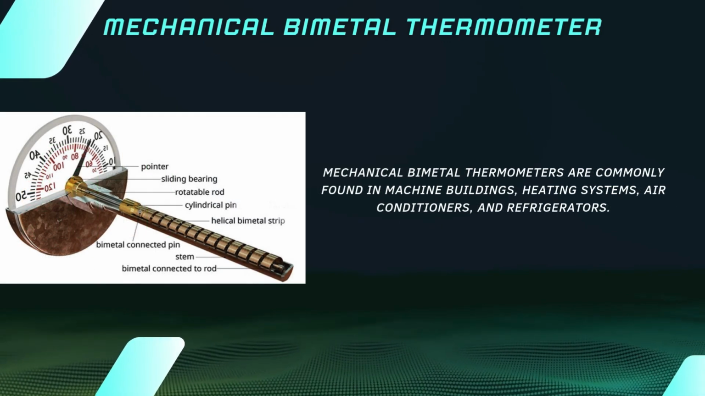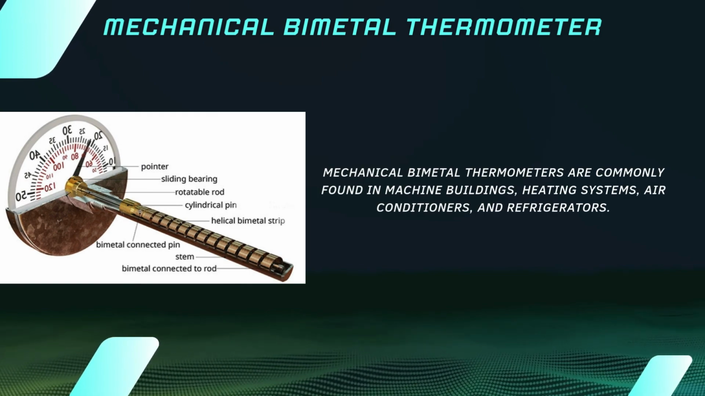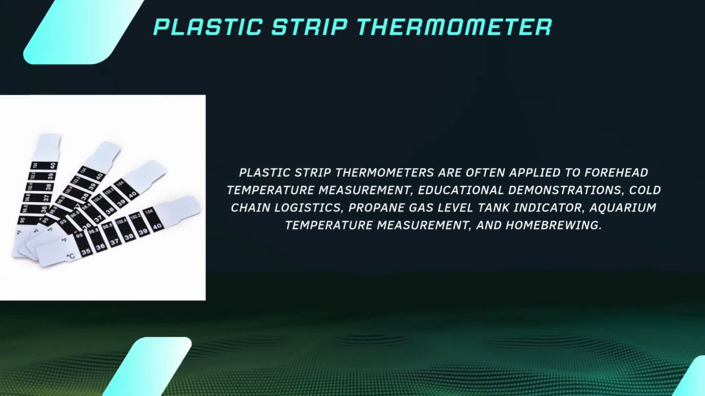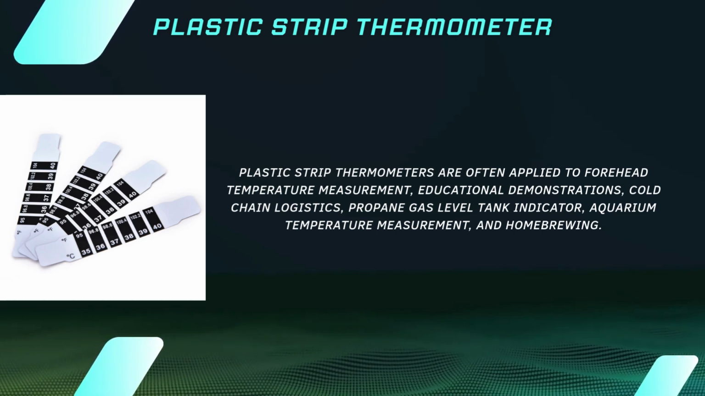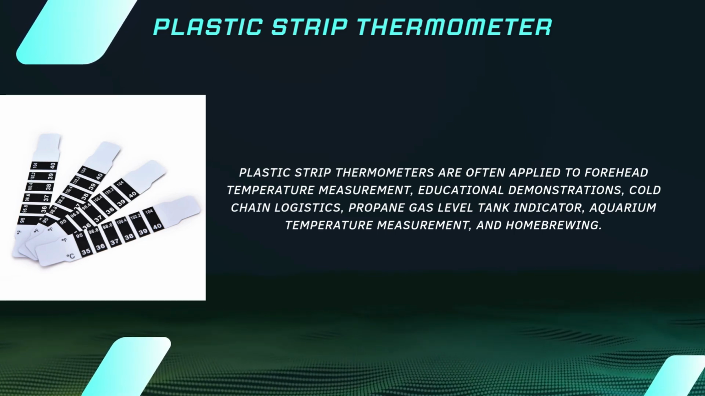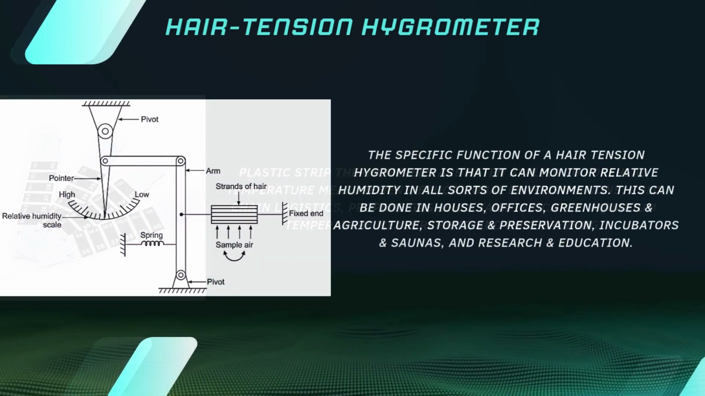Mechanical bimetal thermometers are commonly found in machine buildings, heating systems, air conditioners, and refrigerators. Plastic strip thermometers are often applied to forehead temperature measurement, educational demonstrations, cold chain logistics, propane gas tank level indicators, aquarium temperature measurement, and home brewing.